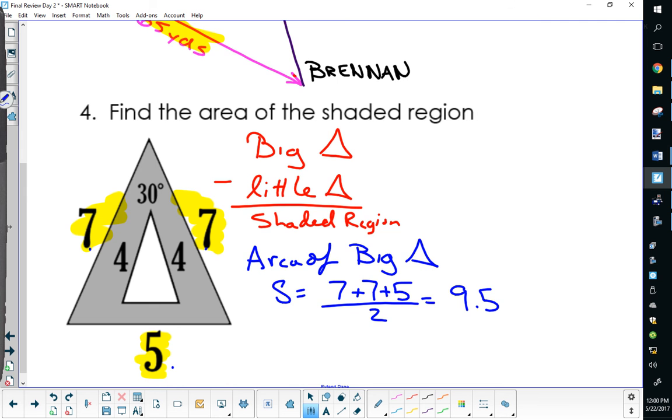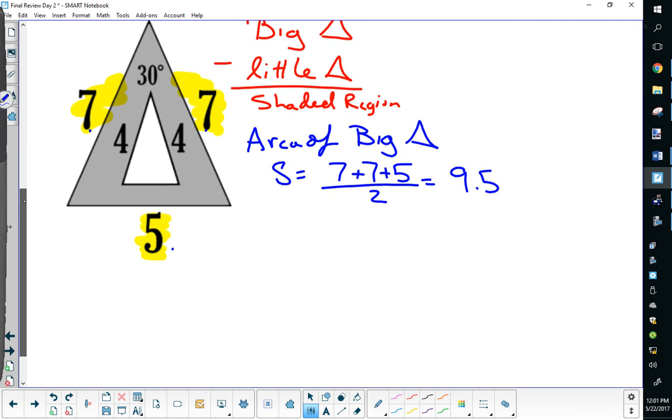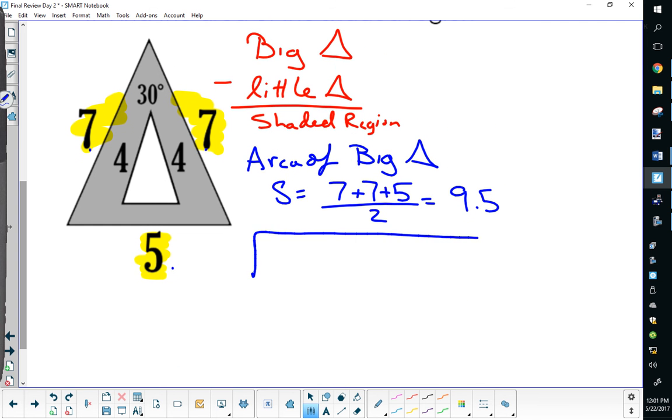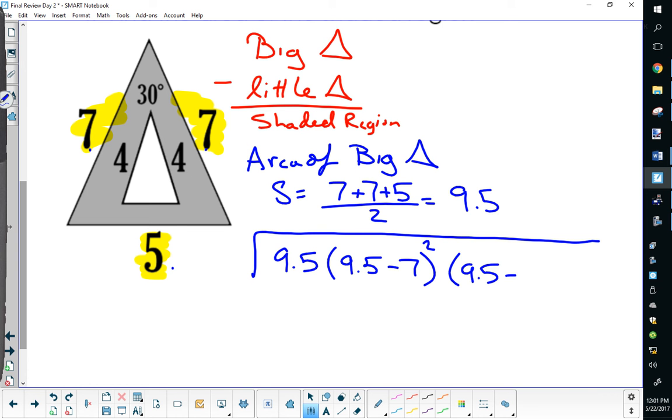And then we are doing Heron's formula. Heron's formula says you are taking the square root of S times S minus my side length, so 7. And I've got 2 of those, so I'm going to square it. Times S minus my other side length, so minus 5. I'm going to take that and I'm going to type it in.